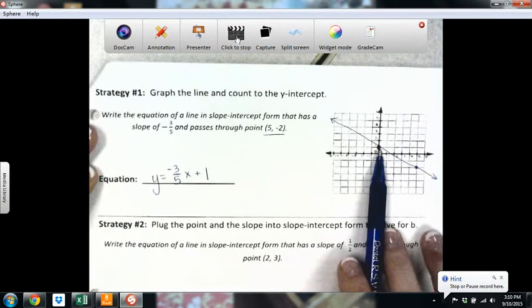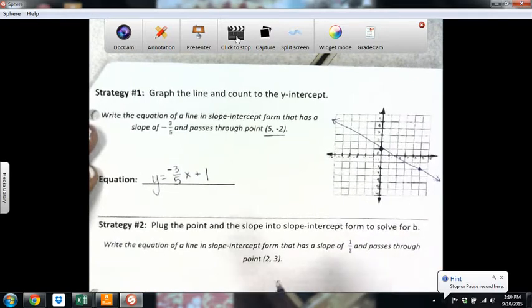Now this strategy wouldn't work if I didn't hit this exactly. And so if I got a fraction in there, then this strategy of graphing the point and then counting to the y-intercept using the slope is probably not going to work. So we need a second strategy that works more consistently.